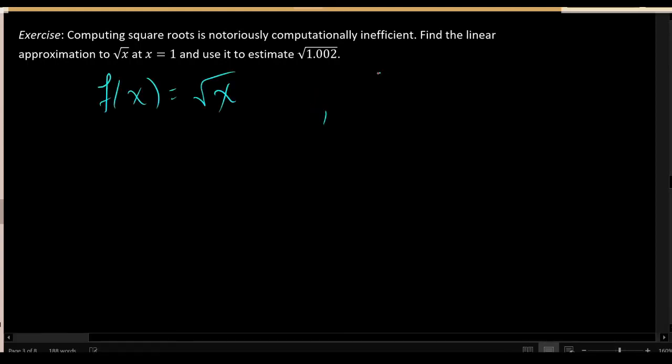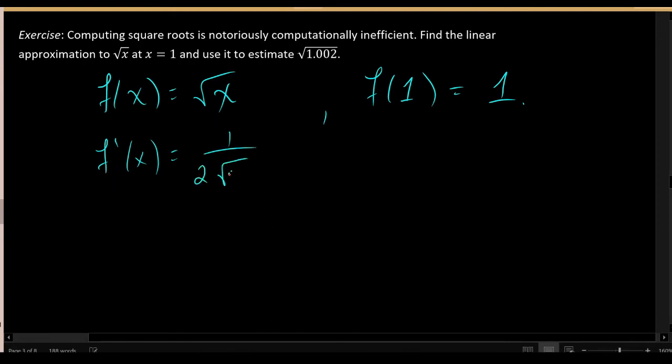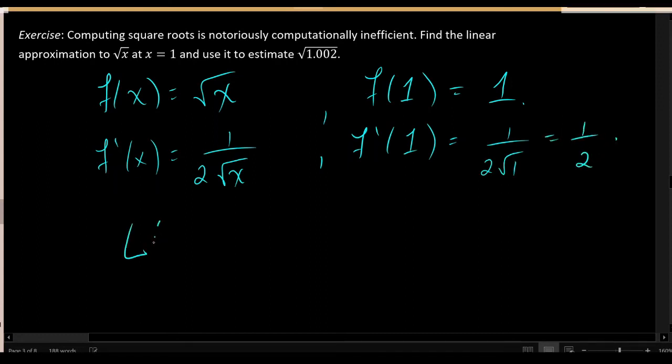So the original function at the given value of a is just the square root of 1, result 1. And the derivative of the square root, we've seen a few times, is 1 over 2 square root x. And therefore the derivative evaluated at 1 is given by 1 over 2 root 1, which is 1/2. So the linear approximation formula, the equation of the tangent line, would be that slope of 1/2 times x minus 1, plus the y value of 1.